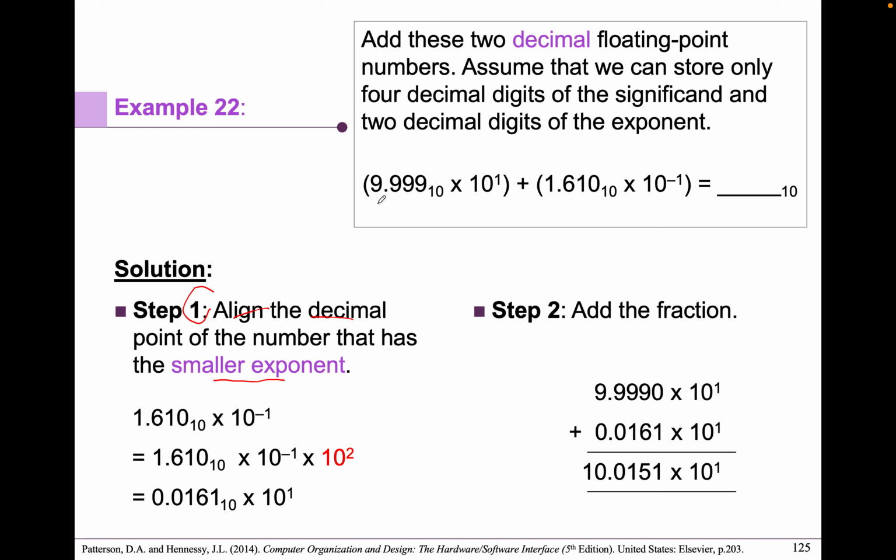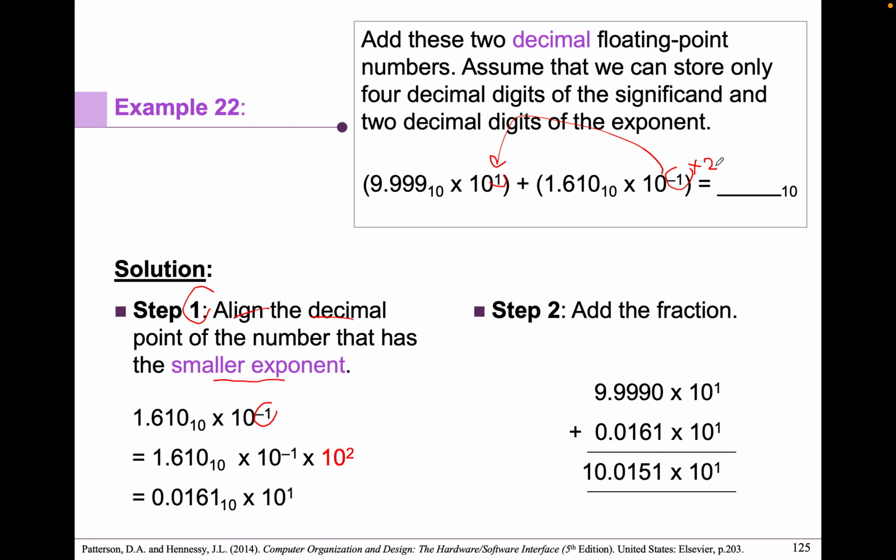Let's say you have 0.999 times 10 to the power of 1, and here 1.610 times 10 to the power of minus 1. And this one is the smallest. That's why, if you want this to be similar to the largest exponent that you have here, what do you need to do? You need to get 1 here. That's why you need to add 2, isn't it?